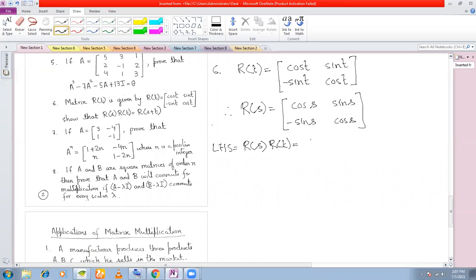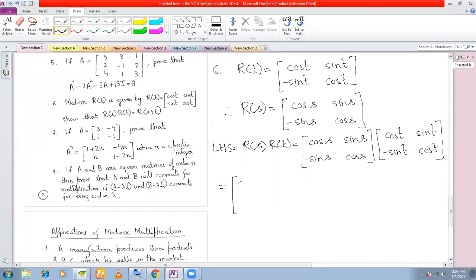Now these two matrices are of order 2. So no big deal in multiplying these two. Cos S, sin S, minus sin S, cos S, into cos T, sin T, minus sin T, cos T. The resulting matrix will also be a square matrix of order 2. So first row, first column, cos S into cos T plus sin S. Sorry, this is minus, because there's a minus sin T there. That means this one will become a minus sin S into sin T.